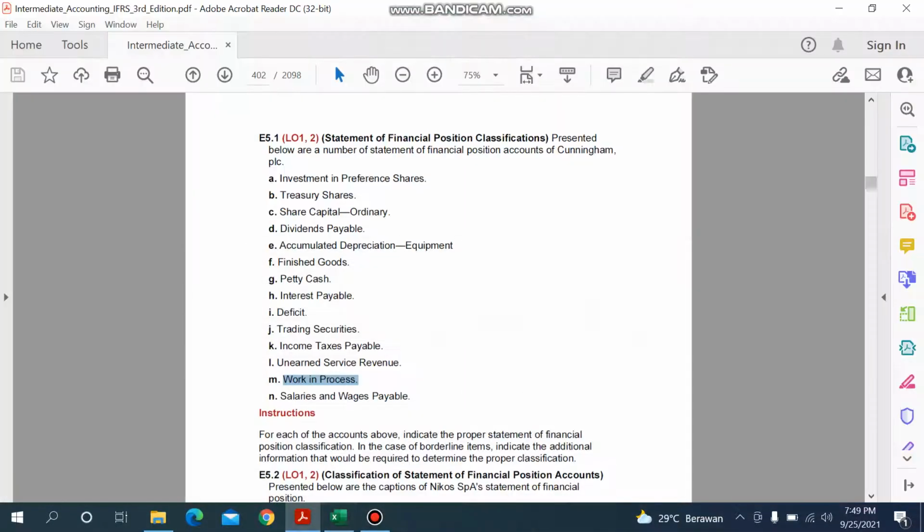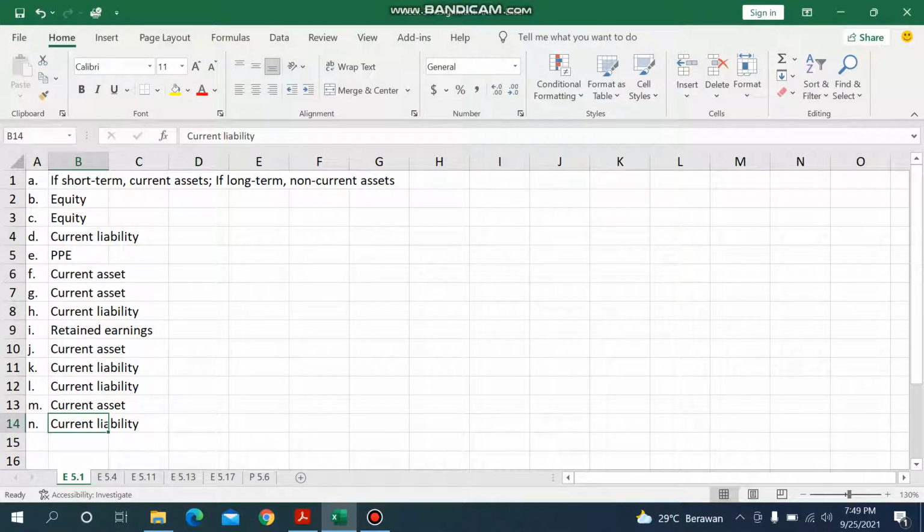And then N, salaries and wages payable. So usually it is under current liability because we need to pay the salaries and wages the next month.